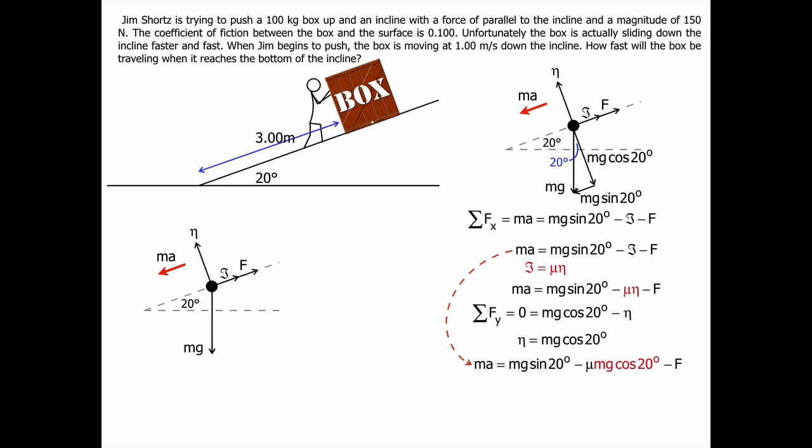Now what I need to do is isolate the acceleration, so I'll divide everything by the mass. That'll isolate the acceleration, and I'm going to do one more step to make things a little bit easier on my calculator. I'm going to use the distributive property to pull the g out of g sine 20 and the g out of mu g cosine 20. So that becomes my new expression.